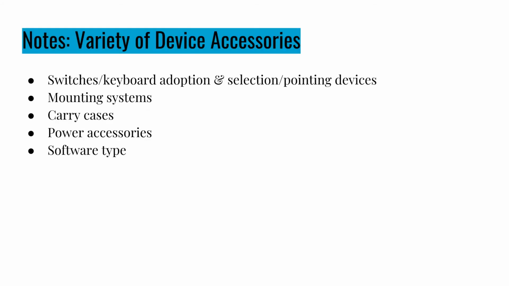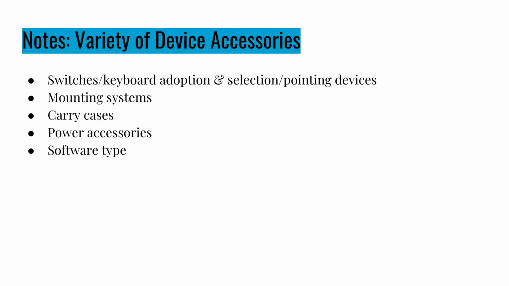Next, I went on to learning about the variety of device accessories. These are different things that you can add to the device, which not all of them are necessary. You may not need some of them, but they can all come in handy, especially for people who have limited mobility. There are about five main things that I found. The very first one I think is a biggie.